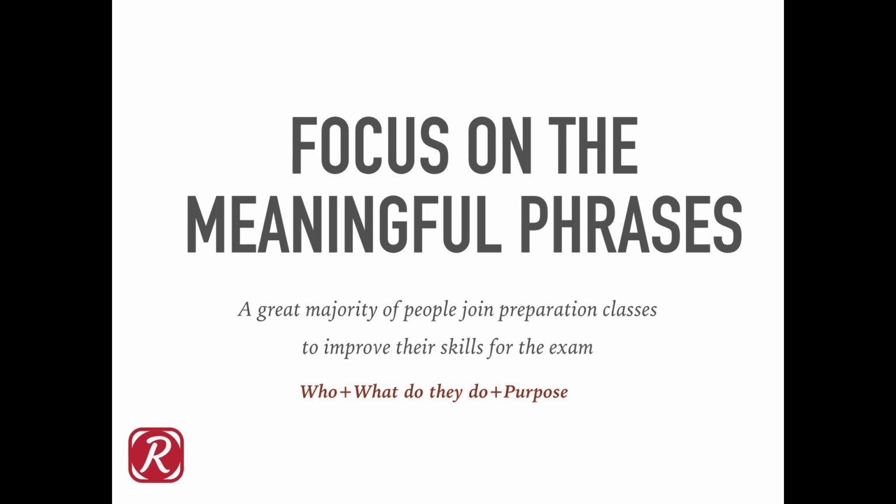if you listen carefully to the sentence, you'll be able to find that there were three meaningful blocks of ideas. And so, if you focus, then you'll be able to say: a great majority of people. That's one phrase, which just indicates the number. Join preparation classes, that indicates action. To improve their skills for the exam, that indicates purpose. So basically this sentence is putting the number with the action with the purpose.